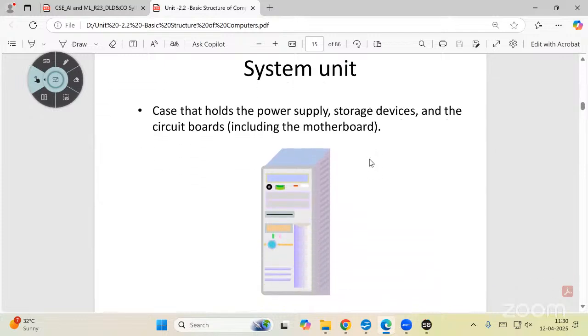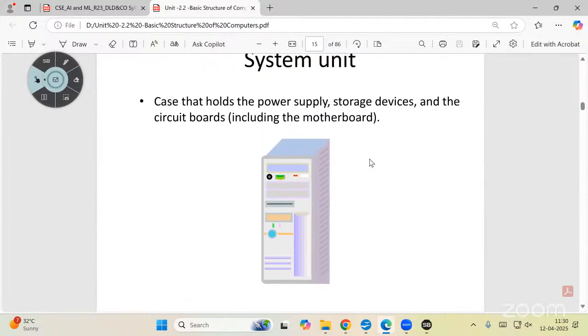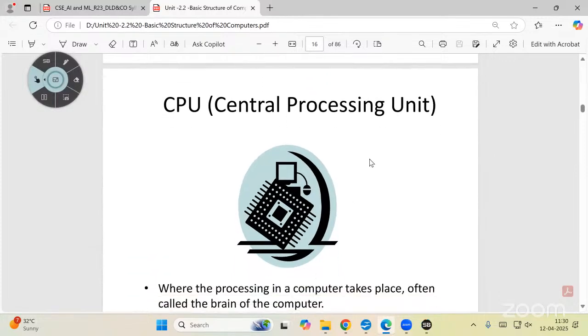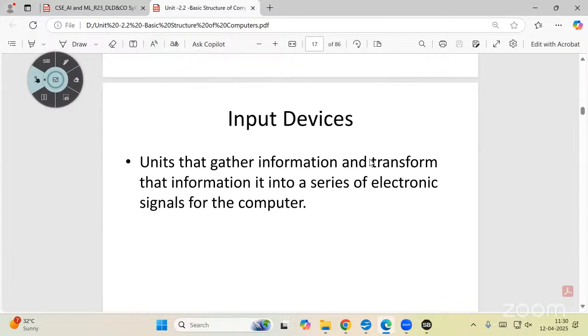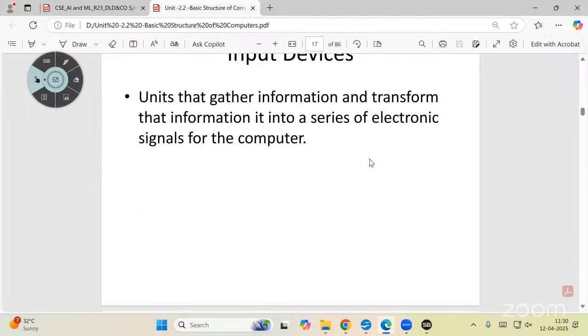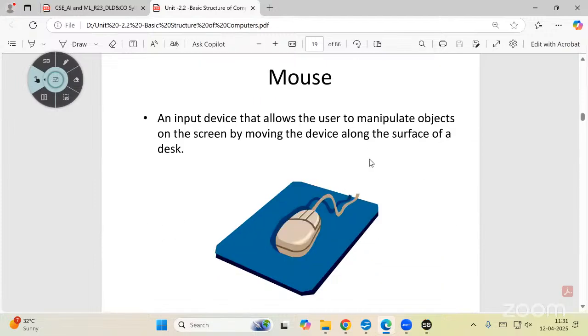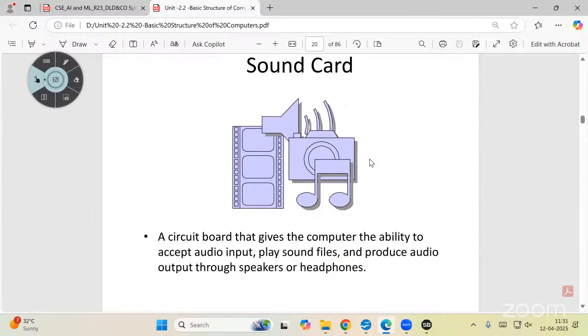There is a cabinet, and it also has a power supply unit. SMPS, have you heard this name in the IT workshop? SMPS, switched mode power supply. Okay, so that switched mode power supply, and the CPU device, the central processing unit, and then input devices, that is a keyboard and mouse to provide the data to the computer. Then sound card, I will give it in the PPT.